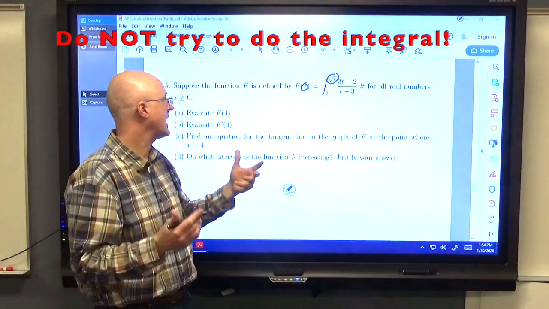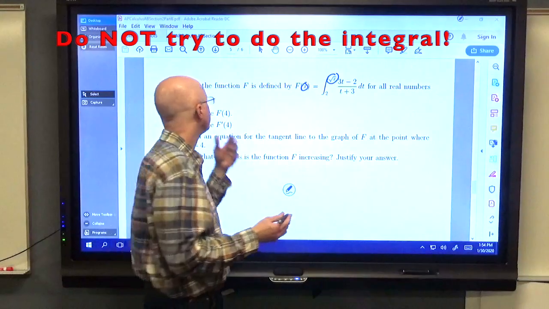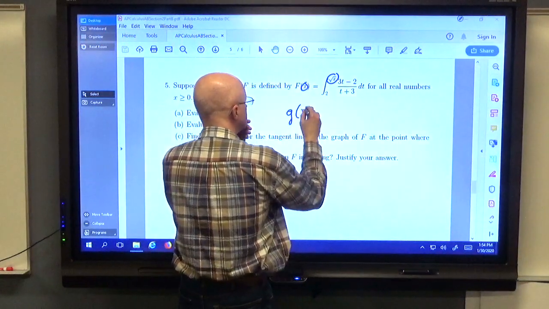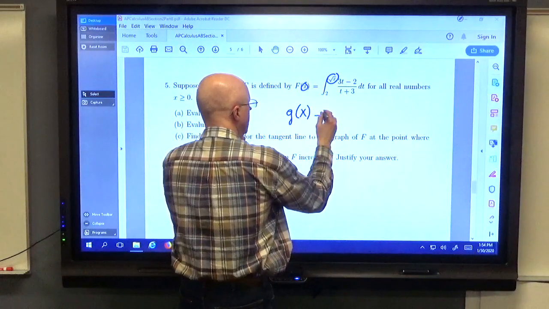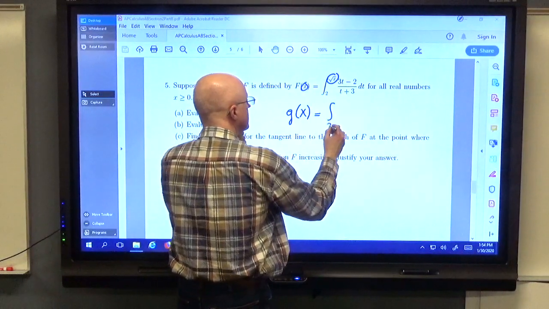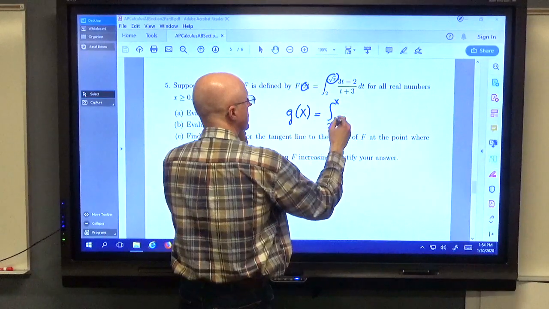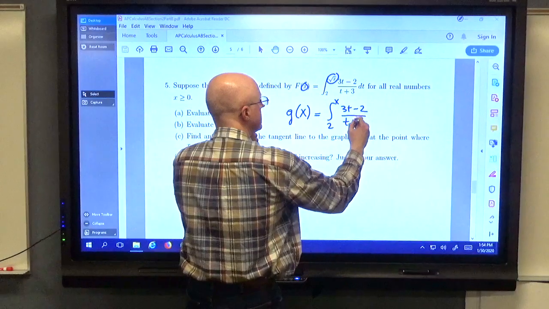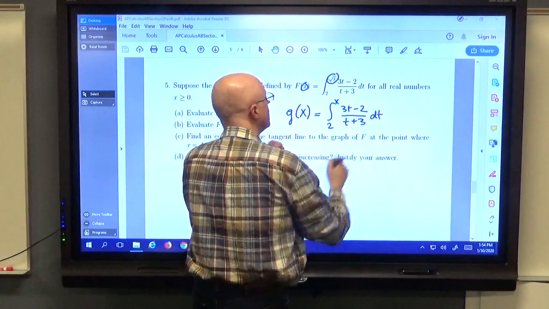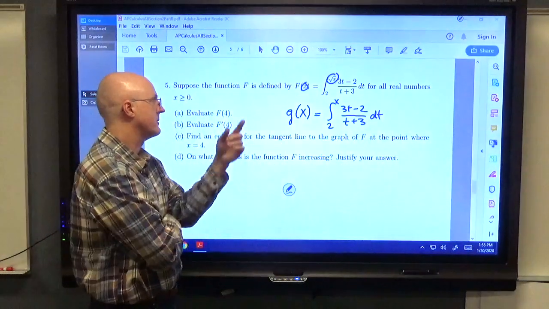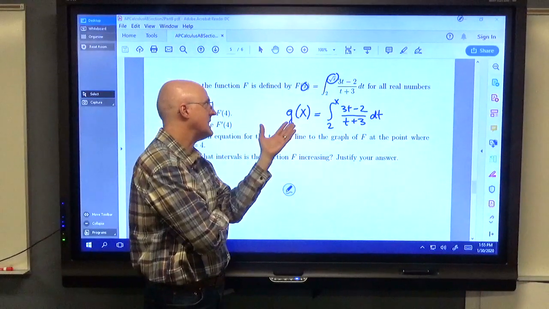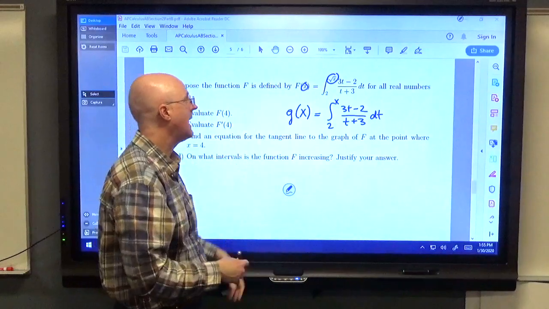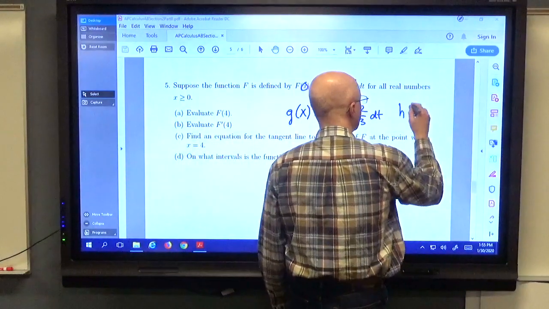If you want to be extra careful about it, which you probably should be, you might want to define a function g of x, or capital G of x, whatever, to be the integral from 2 to x, not 2 to square root of x, but 3t minus 2 over t plus 3. And use the fundamental theorem of calculus, the second one, directly on g. And f is going to be a composition of that function with yet another function, the square root function.